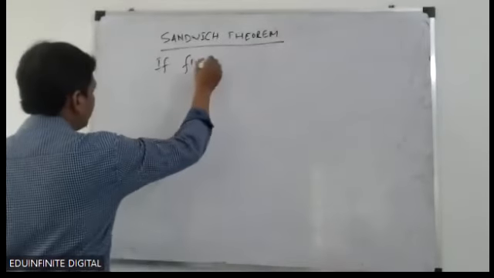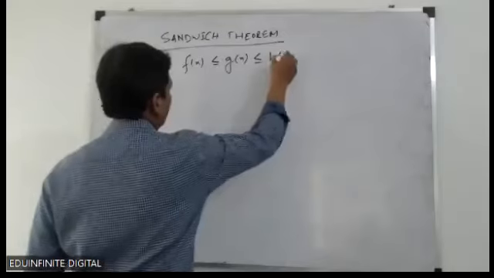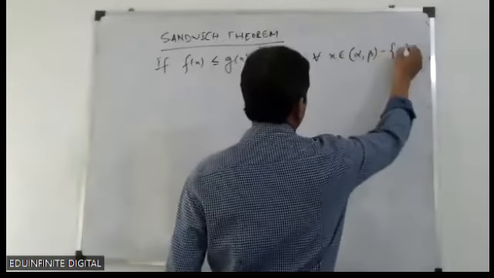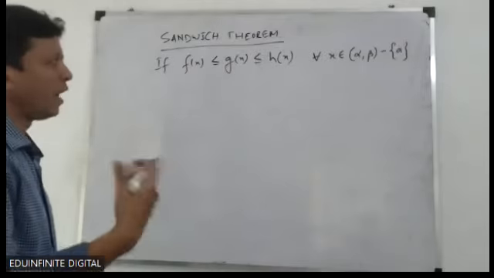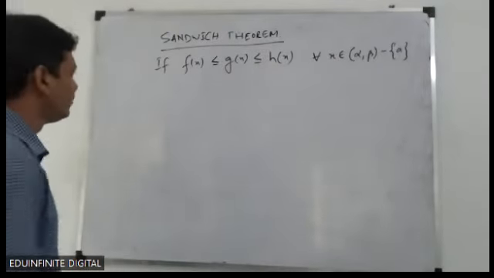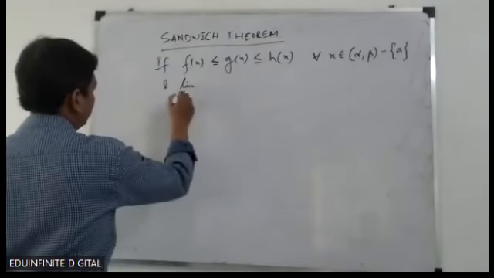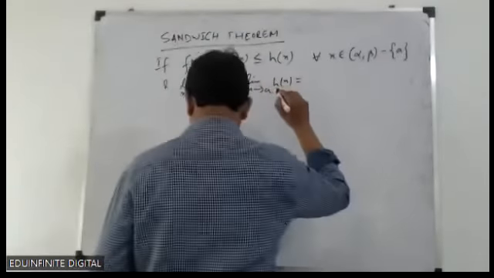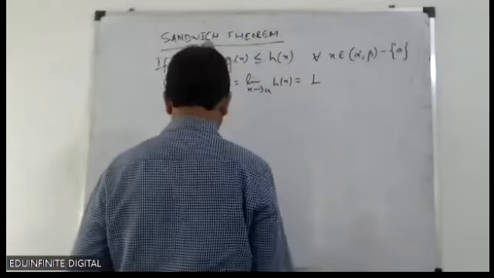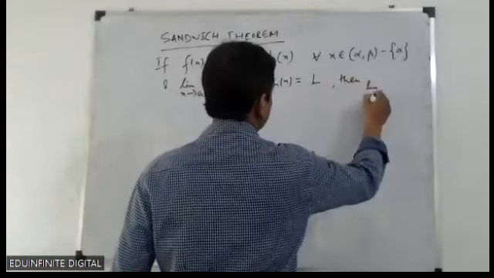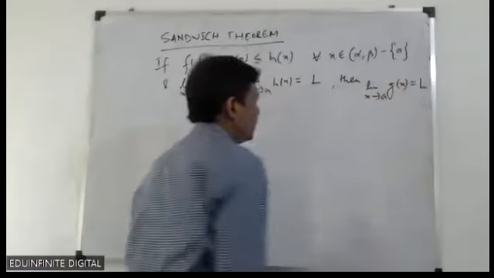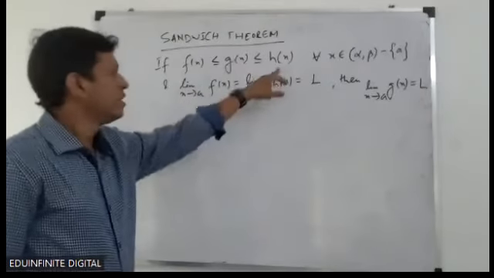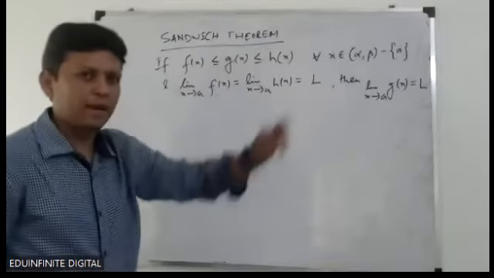If f(x) is less than or equal to g(x) less than or equal to h(x) for all x belonging to some domain, and a may not be in the domain, and if these two limits are L, limit x tends to a f(x) equal to L and limit x tends to a h(x) equal to L, then this g(x) also goes to L. That is the sandwich theorem.